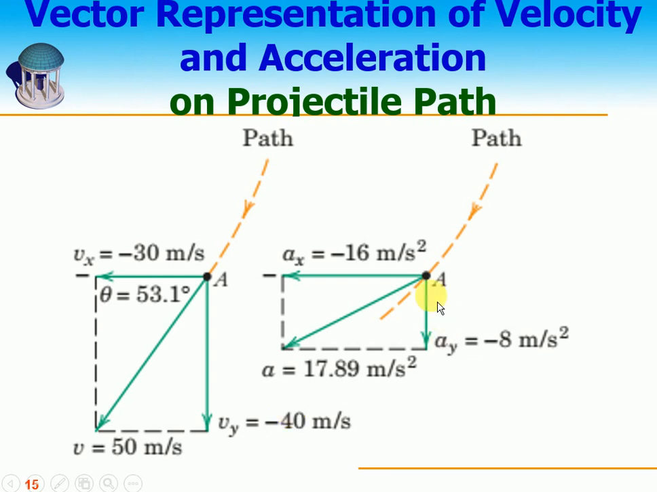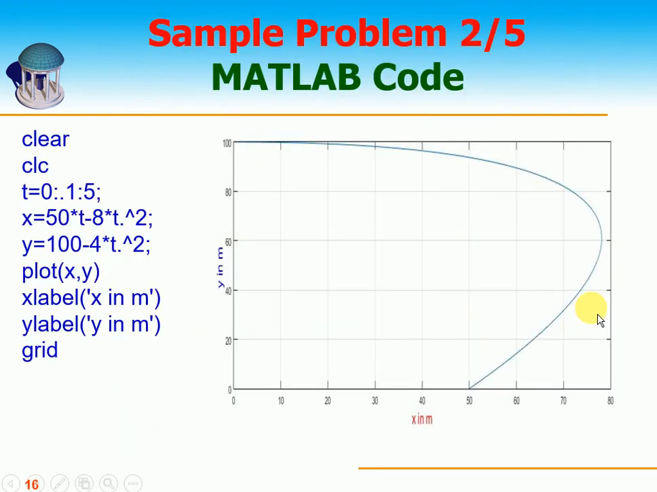Similarly, acceleration is minus 16 meters per second square in the negative x direction, and similarly y in the negative direction. Right. So this is the way the acceleration is represented. Now the next job is to plot the trajectory. I'm plotting the trajectory from 0 to 5 because after 5 seconds the position y becomes 0.